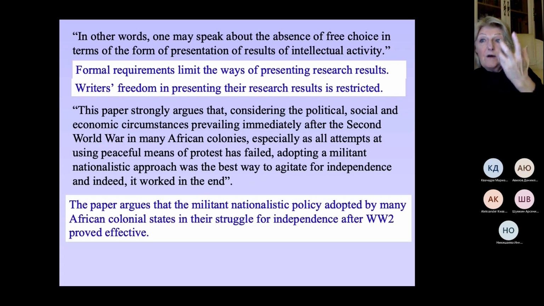Colonial states, why? In their struggle for independence, when after World War II, proved effective. Look, it worked indeed, it worked in the end. It proved effective, 2 words, and everything is clear. Agreed?